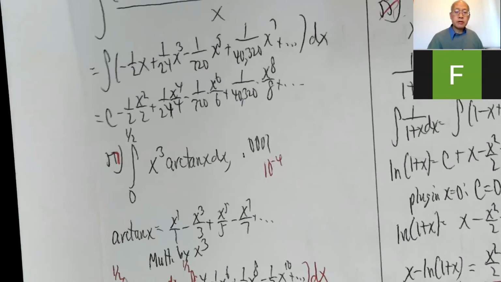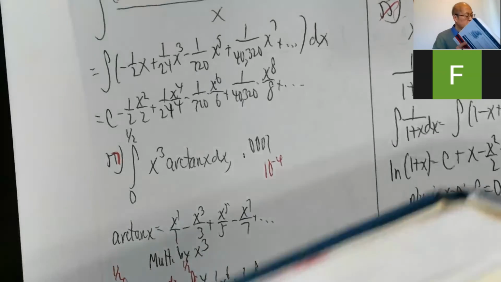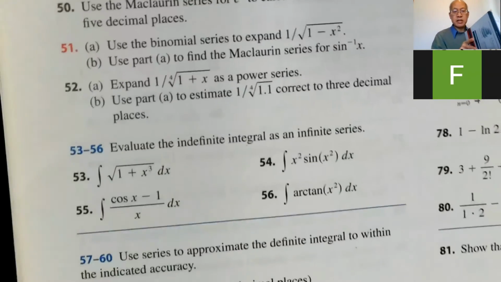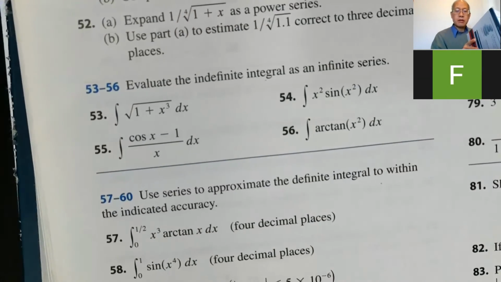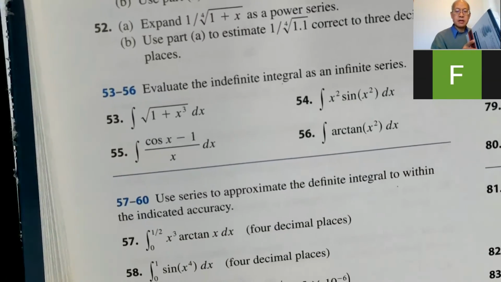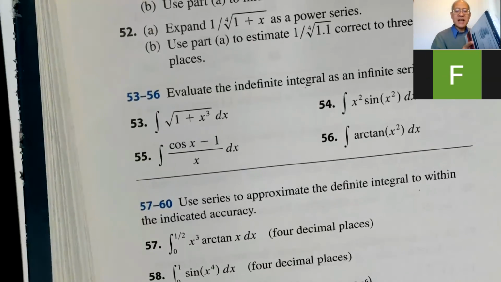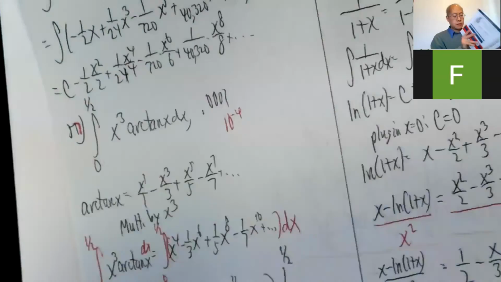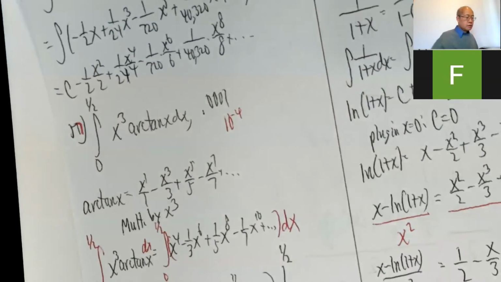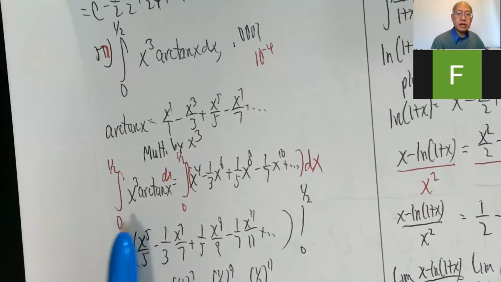All right, I was only going to do one more, and then I'll stop. Let's see, it looks like 57 or 51. It's our 57. Yeah. Integral of x cubed arctan x from 0 to half, 4 decimal places. Okay, that is not an easy integral to do by conventional means. Just can't do it. But by doing series, it's not so bad.